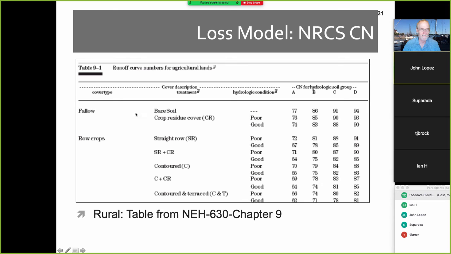So we'll see, let's look for bare soil fallow, hydrologic soil group A, which would be a relatively poor soil, maybe high in clay and silt, has curve number 77. If we grade over to hydrologic soil group D, which is going to be a well-drained soil, sand, clay, silt, mostly sand, has a curve number of 94. You'll notice that the curve numbers are represented as whole numbers. There's no fractional component. There's not like a 91.2.